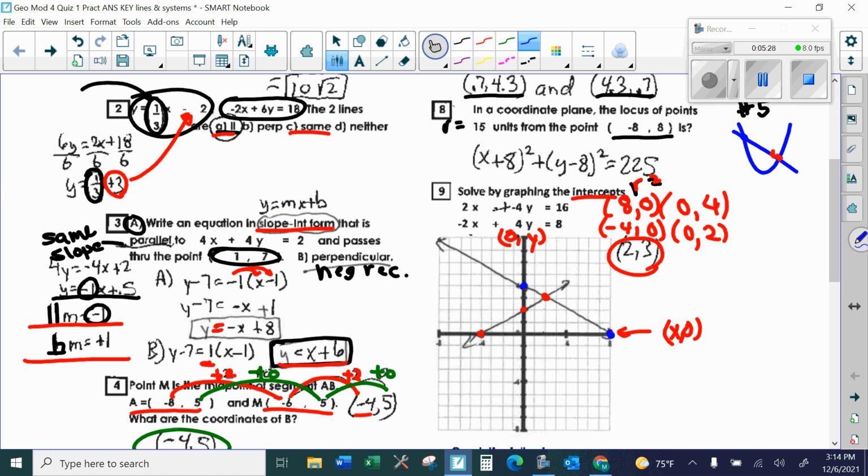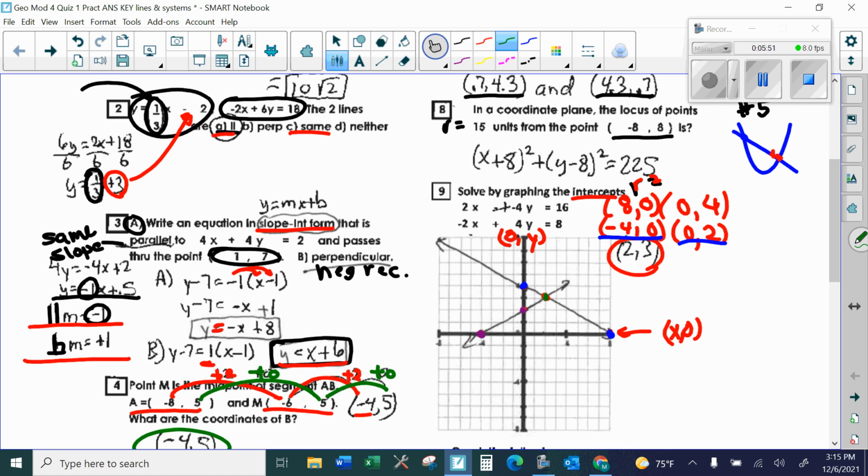Okay, then I do the same thing with line 2. Negative 2x equals 8, so x equals negative 4 when y is 0. And when x is 0, y equals 2. Let's change that color. So 0, 2 and negative 4, 0. Connect those, and they intersect right here at this green point. That point is 2, 3.